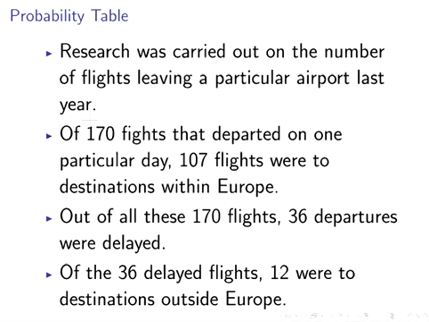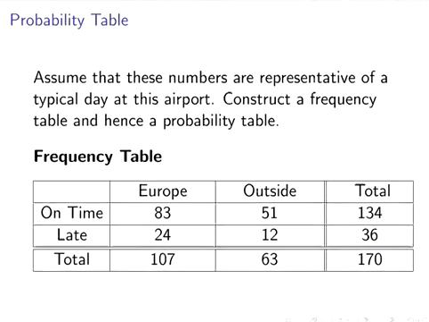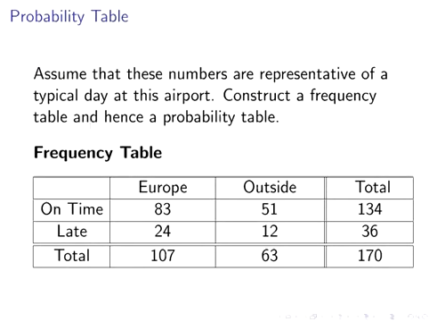Research was carried out on the number of flights leaving a particular airport last year. Of 170 flights that departed on a particular day, 107 flights were to Europe. Of these 170 flights, 36 were delayed, and of the 36 delayed flights, 12 were to destinations outside Europe. So what we had to do was construct a frequency table, and then from that construct the probability table. It's essentially using the information I just called out to determine the values that we need to populate this table. That's the frequency table.